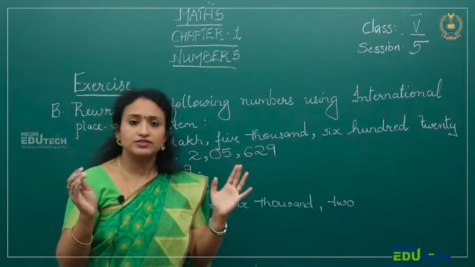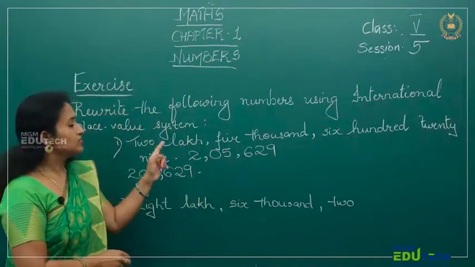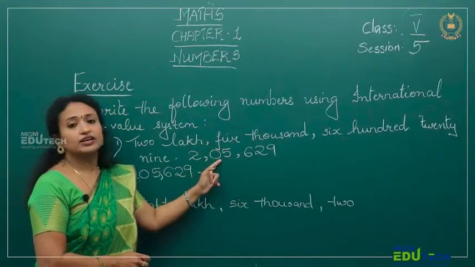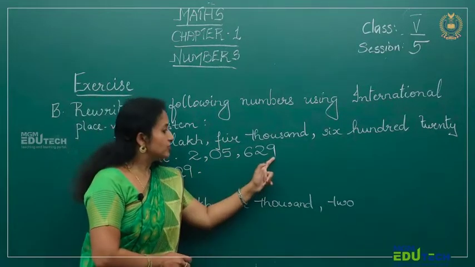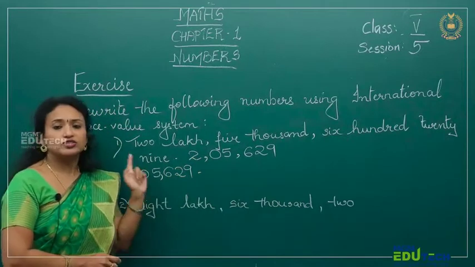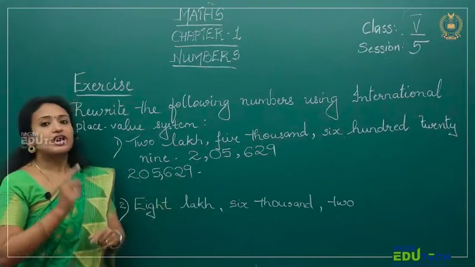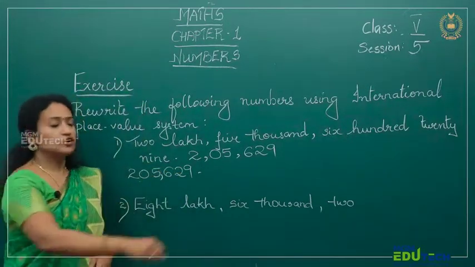There are a lot of chances for you to make mistakes. So don't do that. When you have the question in words, first change that into figures. Read this and change it into figures. And once you get the figure, put the correct commas according to the international place value system. Put the commas correctly and then you rewrite it in words. So what is the answer here?